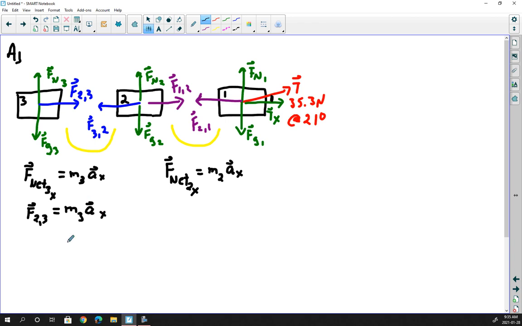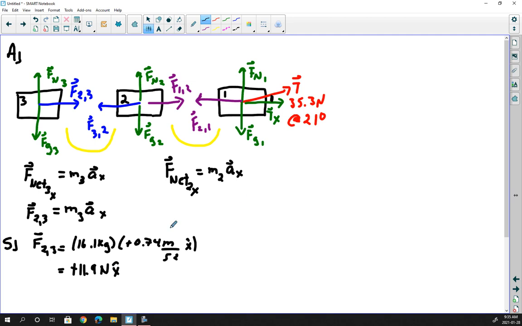So you can do a quick substitution here. And you would get, I think this object is 16.1 kilograms, if I remember correctly. And the acceleration was positive, what was it, 0.74 meters per second squared x hat. So we're going to get a force of positive 11.9 newtons x hat. So we did that one.